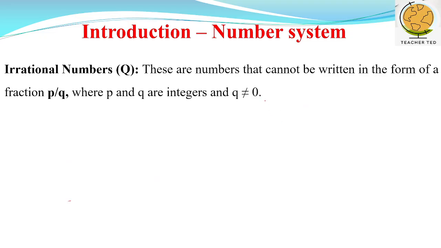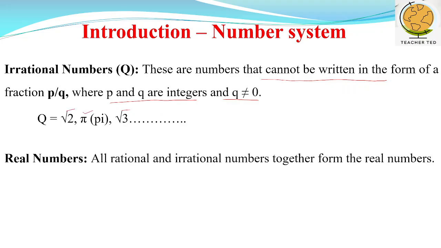The next category is irrational numbers. So any number which cannot be written in the form of p by q is called an irrational number, where p and q are integers and q is not equal to 0. You can see here examples of irrational numbers are root 2, root 3, pi, etc.